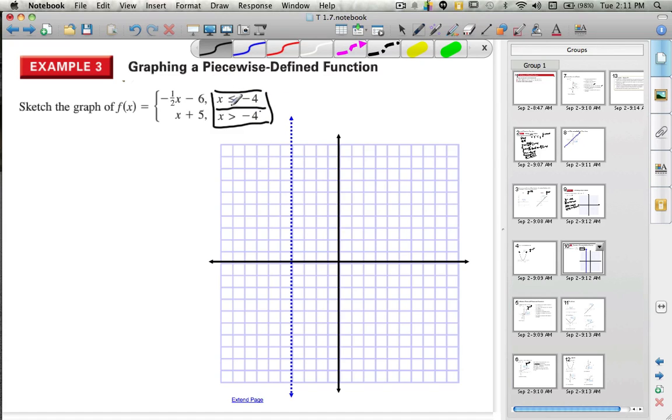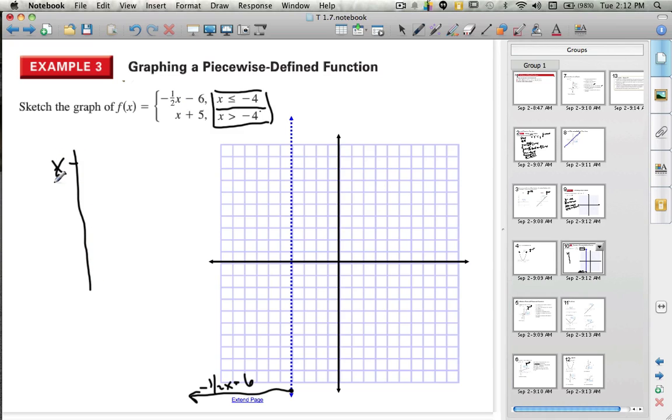So for all the values of x that are less than or equal to -4, I'm going to use one function. So that would be starting here and all the values of x going in that direction, but including this point, I'm going to use this graph, -1/2 x minus 6. So let's go ahead and graph that. I'm going to do a t-table. It's a line. That's a linear function. And I'm going to use -4 because I want to find out what it does right there on that line.